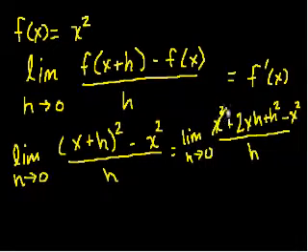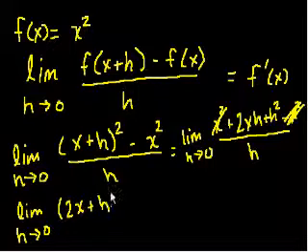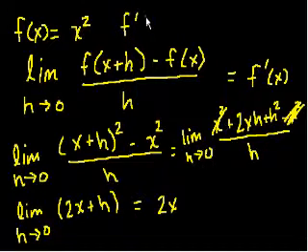Let's simplify this. This x squared cancels out with this minus x squared, right? And then we can divide the numerator and the denominator by h, and we're left with the limit as h approaches 0 of 2x plus h. Well, this is easy. If h goes to 0, this is just equal to 2x. So there we have it. The limit as h approaches 0 is equal to 2x, and this is equal to f prime of x. So the derivative of f of x, which is denoted by f prime of x, is equal to 2x.